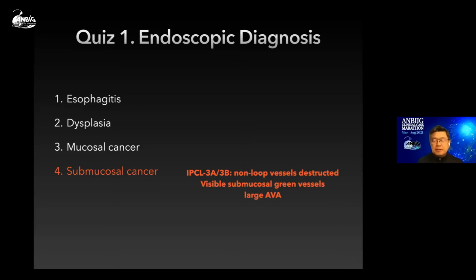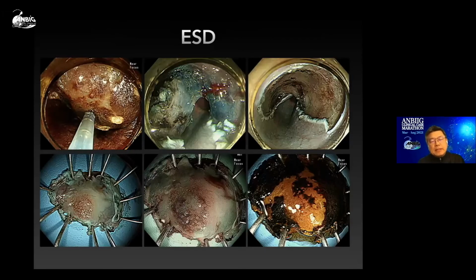This is the summary of this endoscopic finding. Loop and non-loop vessels, destructive and visible submucosal vessels, and a relatively large avascular area. So the endoscopic diagnosis should be submucosal cancer. Because he denied other surgery or other treatment modality, and the size is very small, we decided to take ESD.